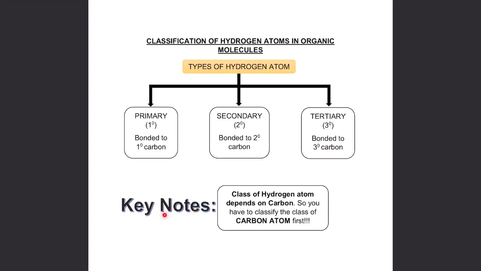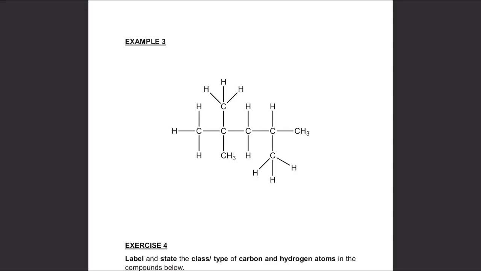So key notes dekat sini, what you have to understand, awak kena faham class of hydrogen atom bergantung kepada class of carbon. Sekiranya awak tidak kelaskan carbon dahulu, awak memang tidak boleh kelaskan hydrogen tu. So the trick is, please, you have to classify the class of carbon atom first. Itu syarat dia.